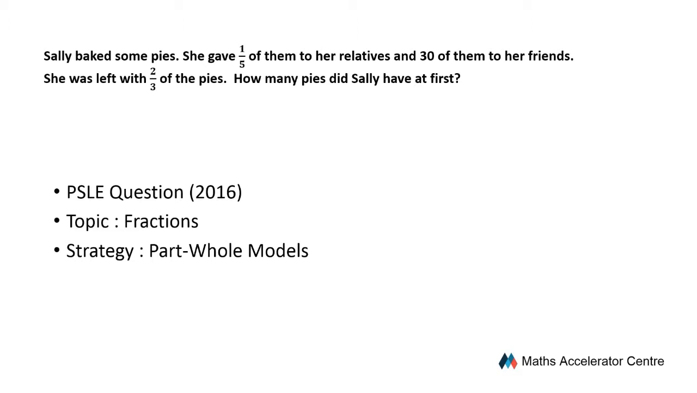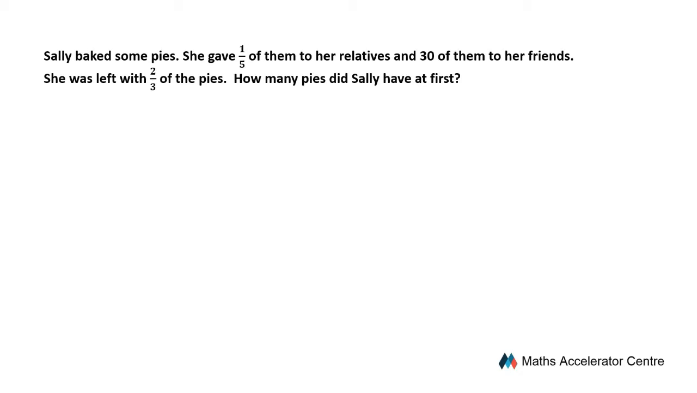This question is modified after a PSLE question that appeared in 2016. This is based on the topic of fractions, and we're going to solve this question using the part-whole model. So let's go ahead and read the question first. Sally baked some pies. She gave 1/5 of them to her relatives and 30 of them to her friends. She was left with 2/3 of the pies. How many pies did Sally have at first?